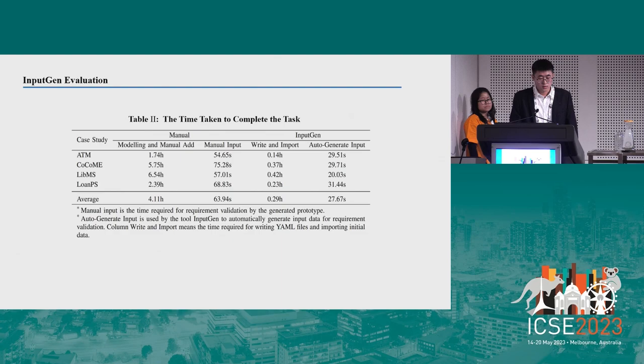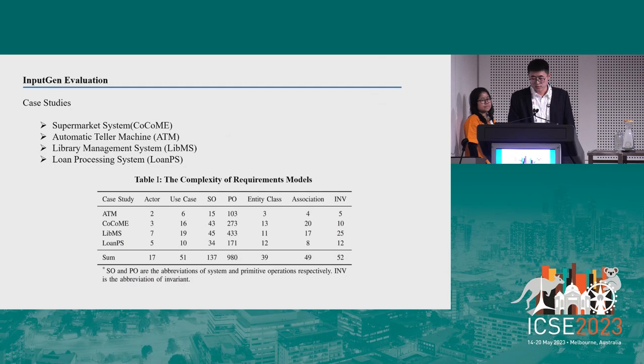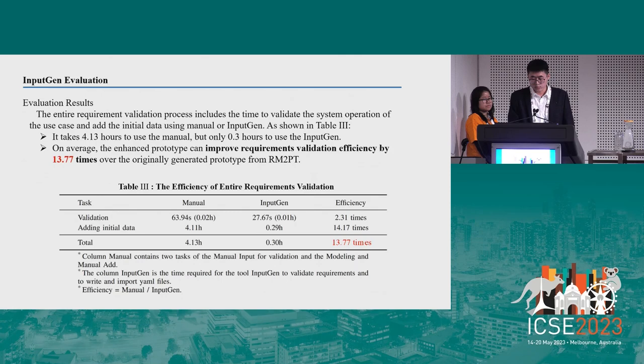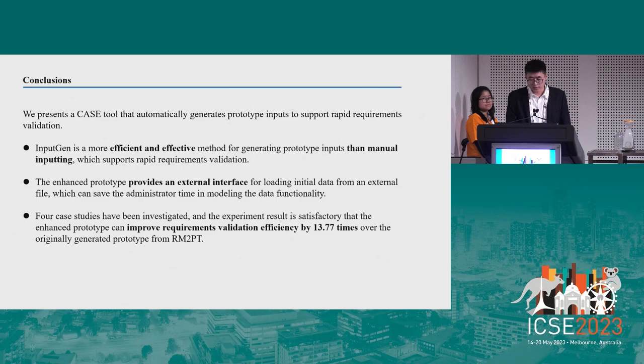We use four case studies to evaluate InputGen, and table one shows the complexity of the requirements models. The evaluation result is satisfying: on average the enhanced prototype can improve requirements validation efficiency by 13.77 over the originally generated prototype from ARM2PT. So the conclusion is that InputGen is a more effective method for generating prototype inputs than manual inputting.